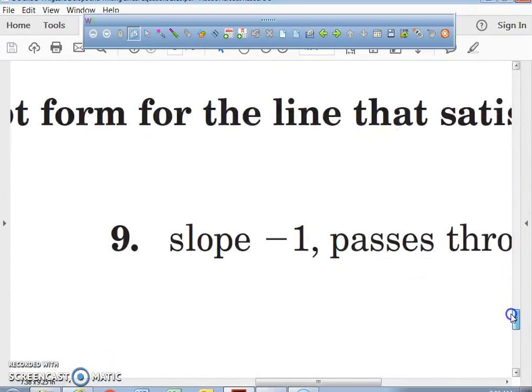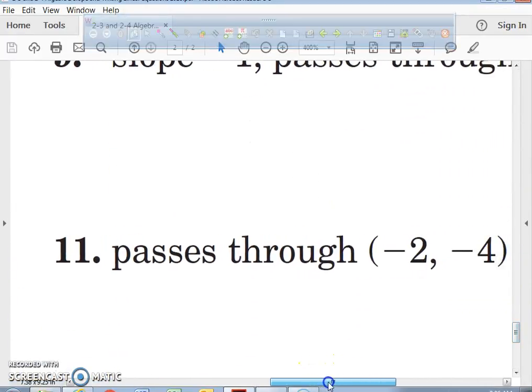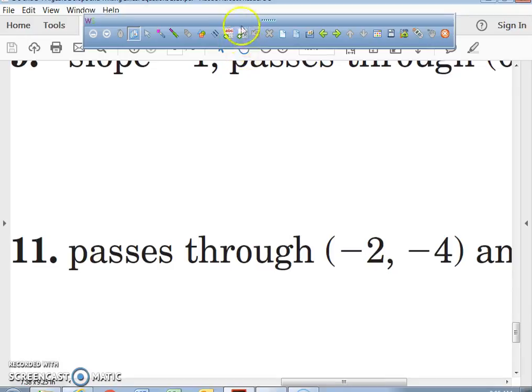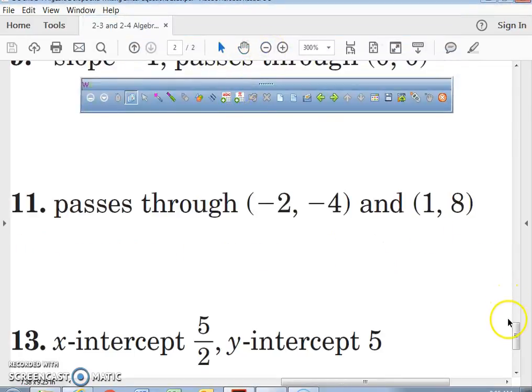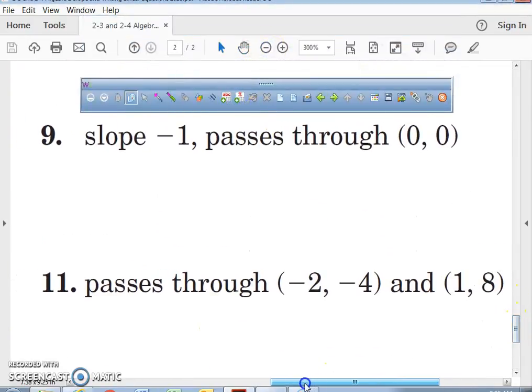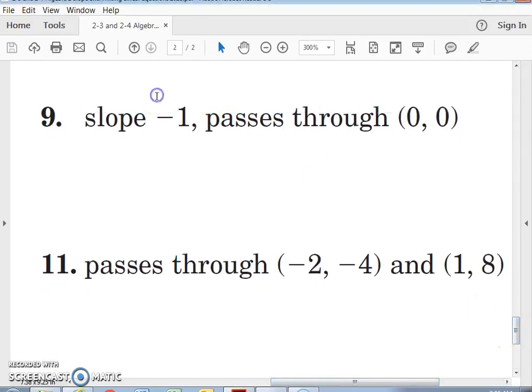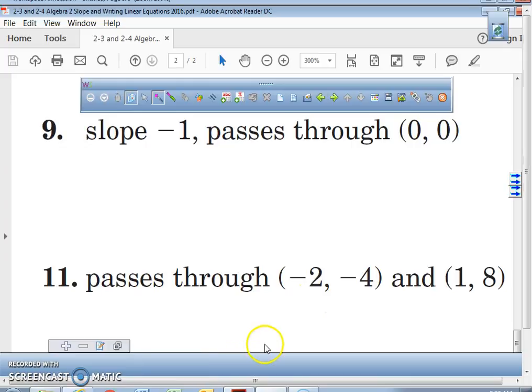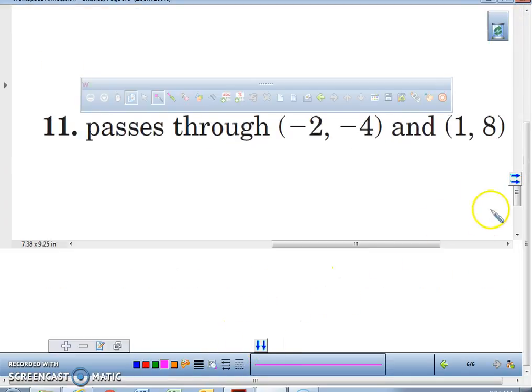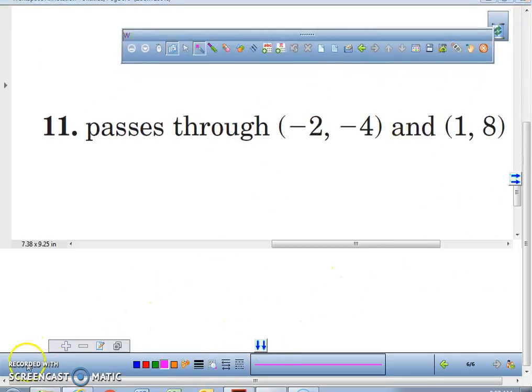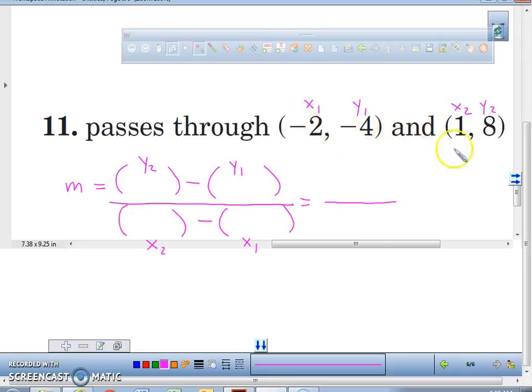Alright, we're going to move down here to number 11. Okay? What we're going to do is put this set of ordered pairs in slope-intercept form, but we're also going to teach you point-slope form as well. Alright? So we're going to take this ordered pair right here. And the first thing we're going to do is find the slope. I've just pre-labeled everything.